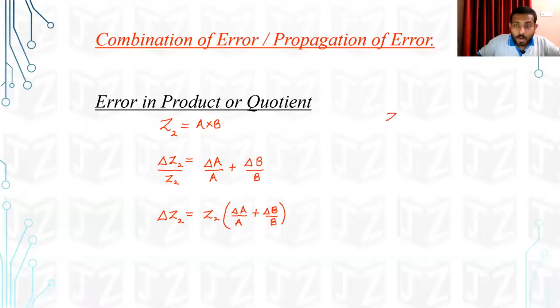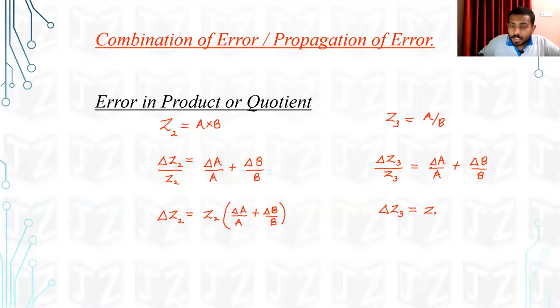Similarly, for another quantity called Z3, that is obtained by dividing A and B, we can write the relative error in Z3, that is delta Z3 by Z3 is equal to delta A by A plus delta B by B. That is the relative error in A and the relative error in B. Therefore, the error in Z3 can be obtained as Z3 multiplied by delta A by A plus delta B by B. I hope you have understood how to calculate the error in addition, subtraction, and multiplication and division.